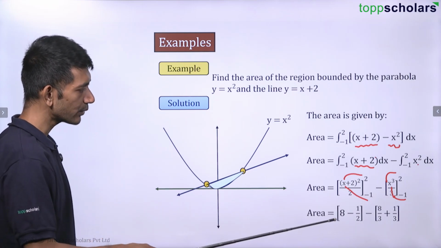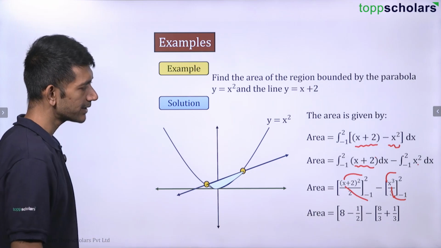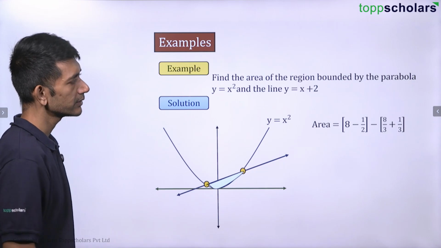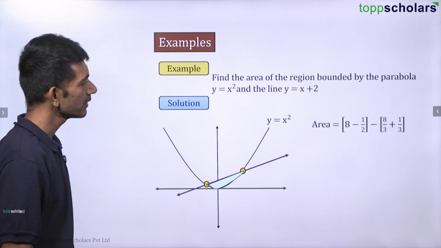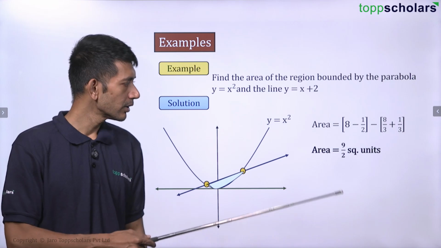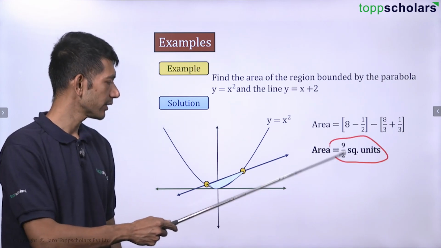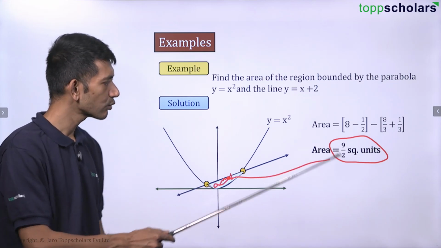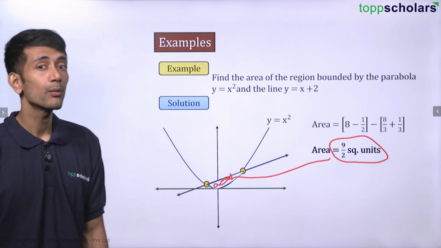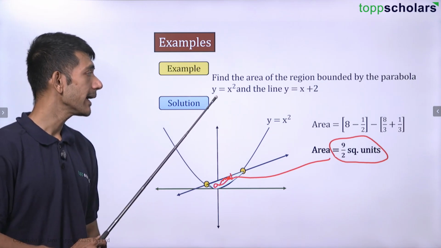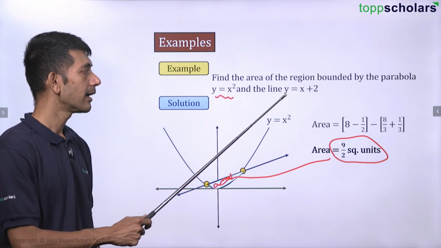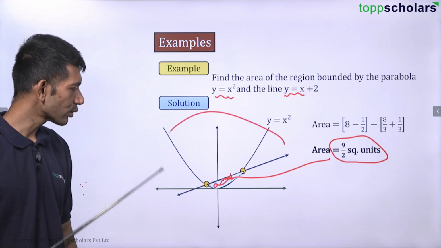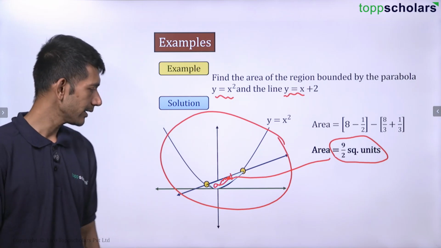After solving that, you get 8 minus 1 by 2 minus 8 by 3 plus 1 by 3. Solve it further. Once you solve this, you are going to get 9 by 2 square units. So this particular area is 9 by 2 square units, which is bounded by the parabola and the line. Again, you don't have to draw this. This is just for your understanding.